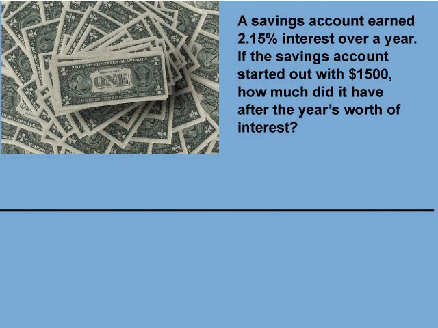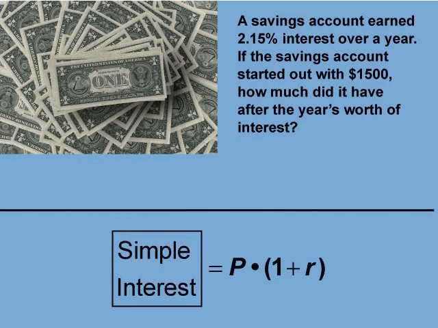To calculate simple interest, use a variation of the percent of a number formula. In this formula, P is the principal, or the original amount invested, and R is the percentage rate of interest, expressed as a decimal. Let's plug in the values we have from the problem.